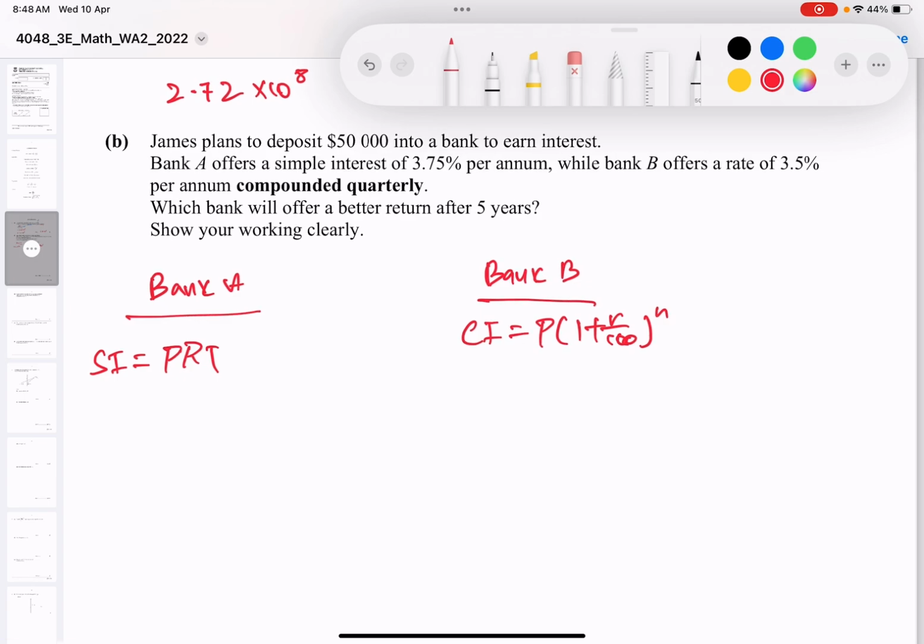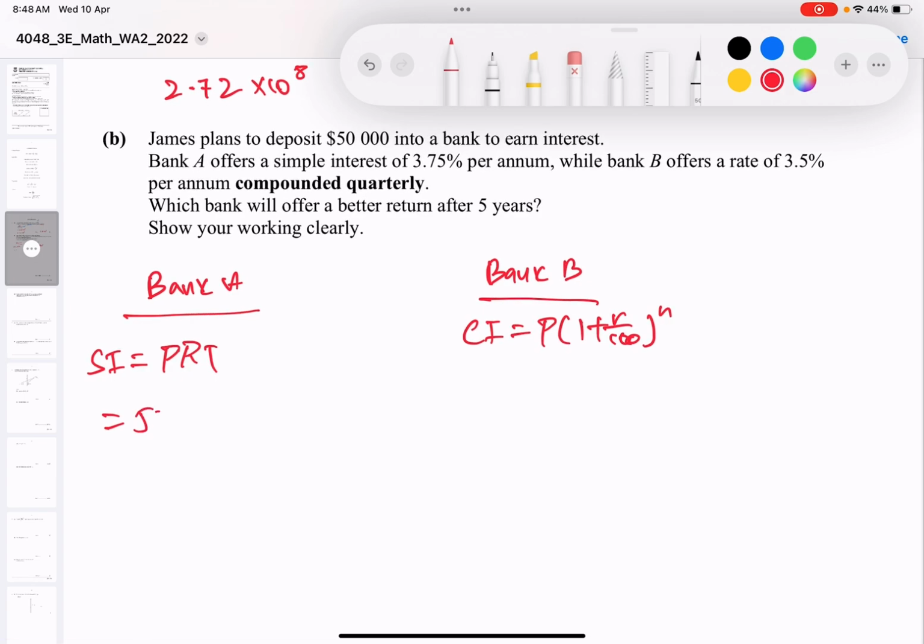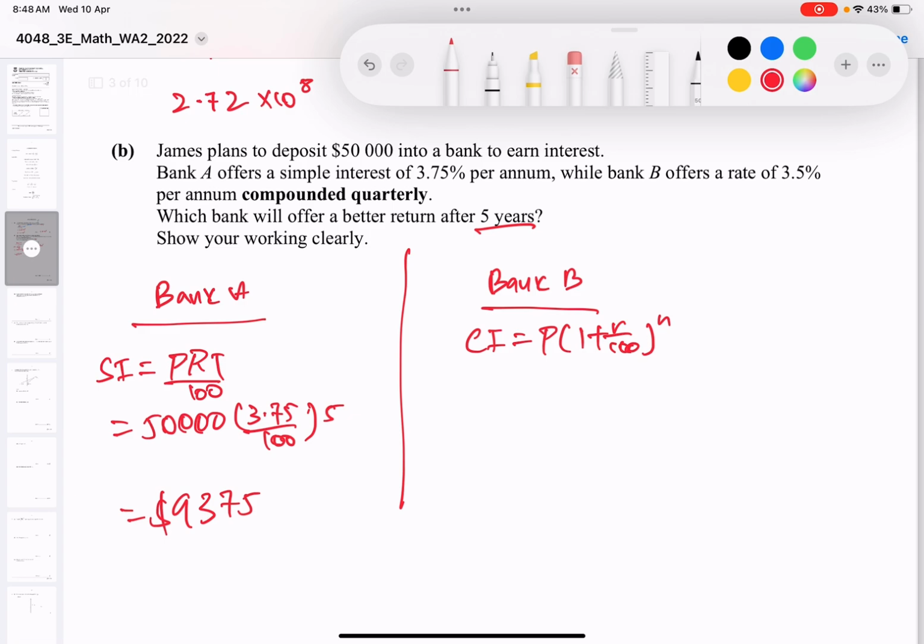Right, let's look at the simple interest first. Now, we know that the principal is 50,000. The interest rate is 3.75. Sorry, this is divided by 100. Missed it out. 3.75 divided by 100. And the time is 5 years. So let's enter this in our calculator. 50,000 times 3.75 divided by 100 times 5. So I'm going to get 9,375. I'm going to earn an interest of $9,375 at Bank A.